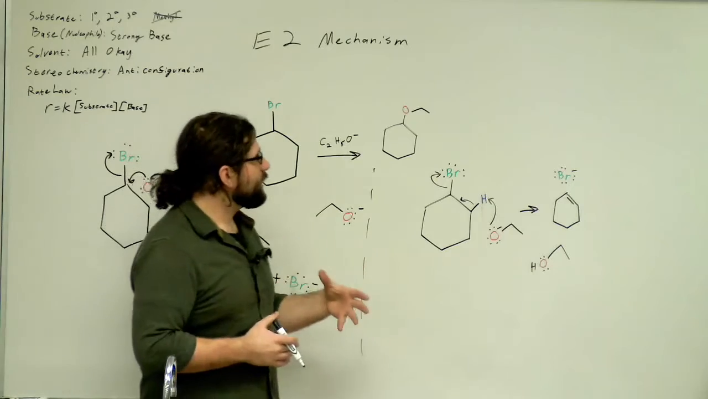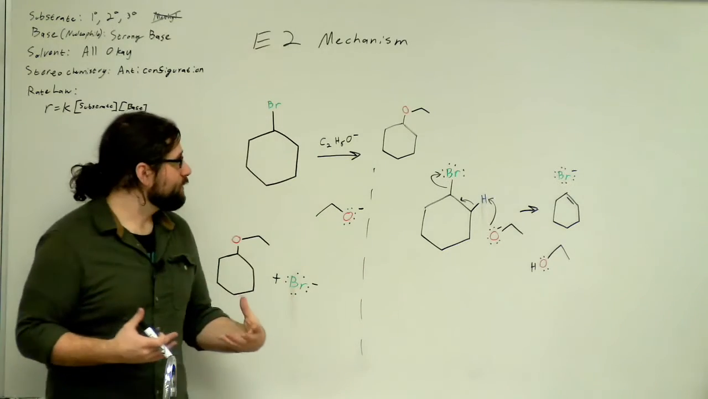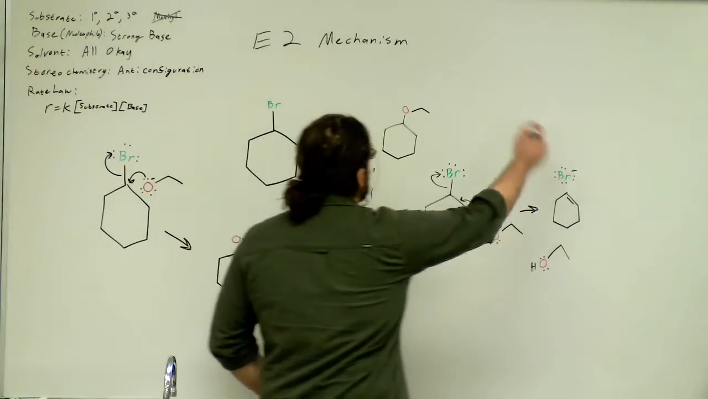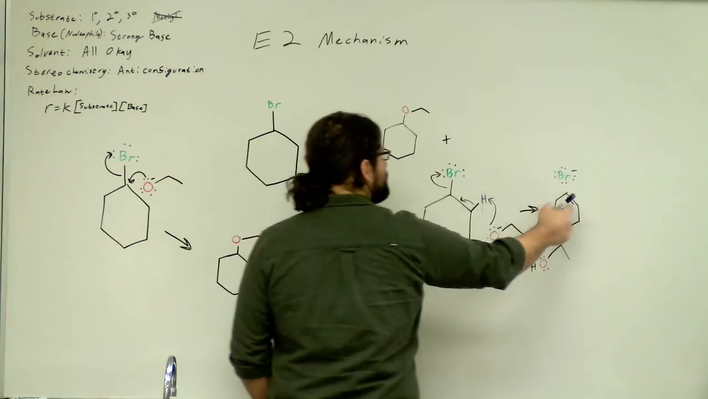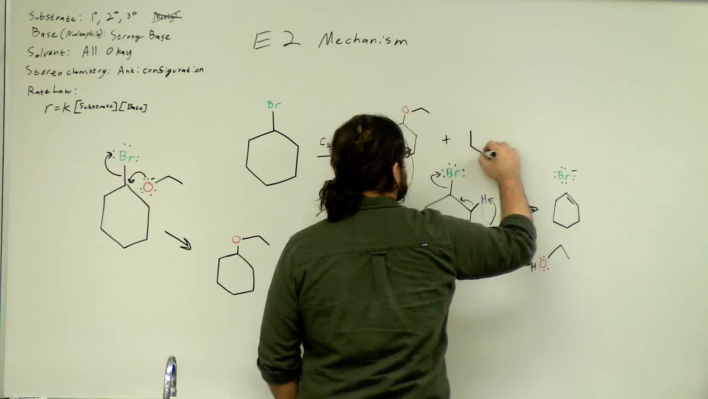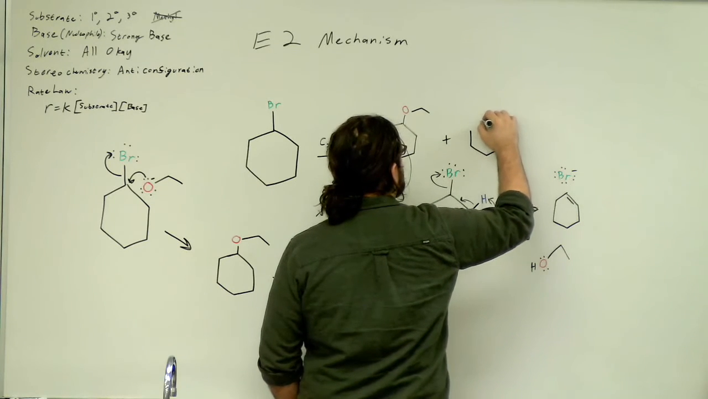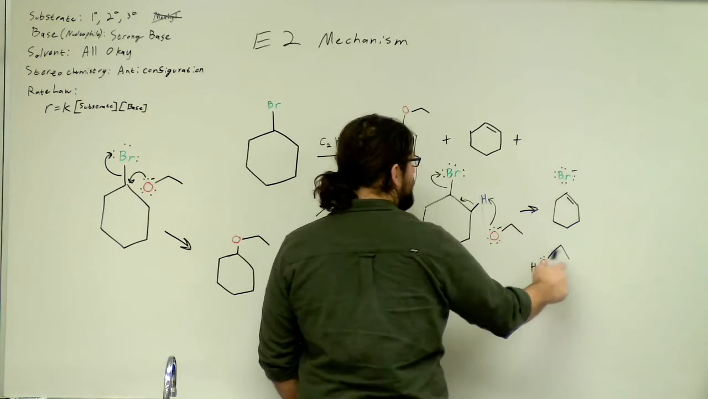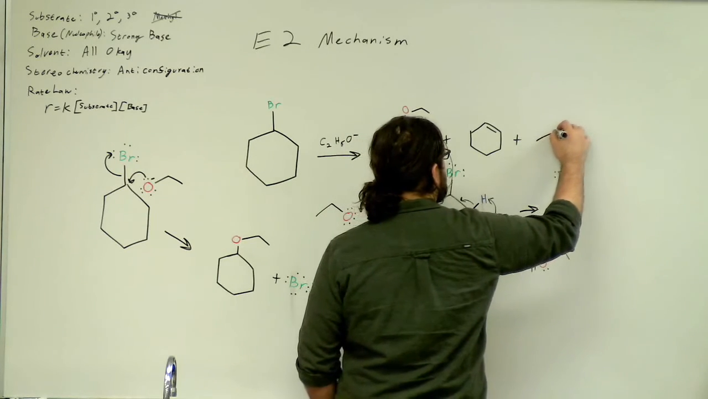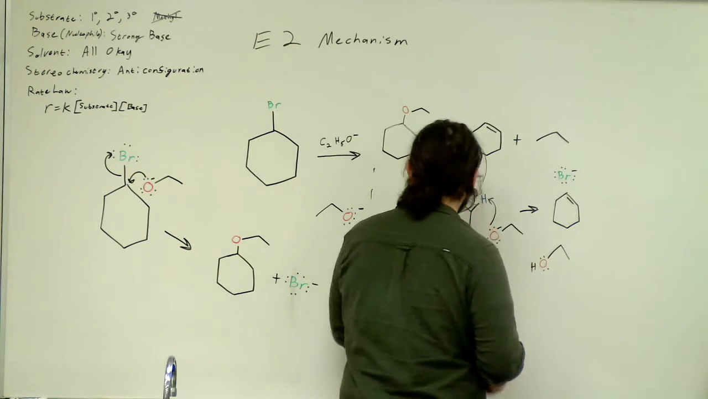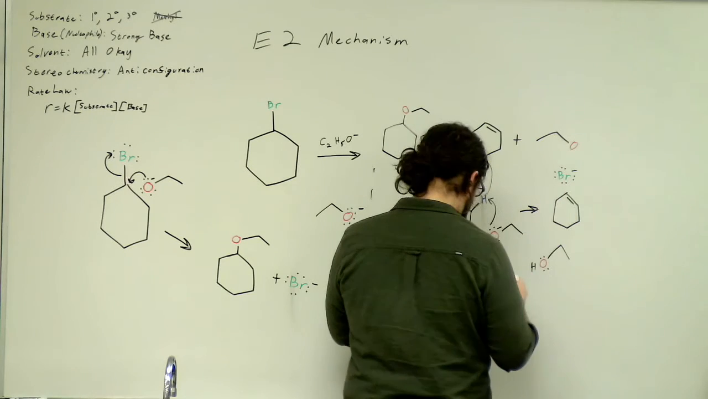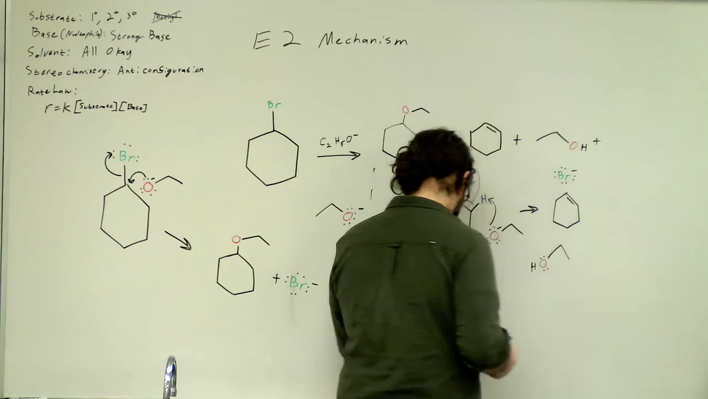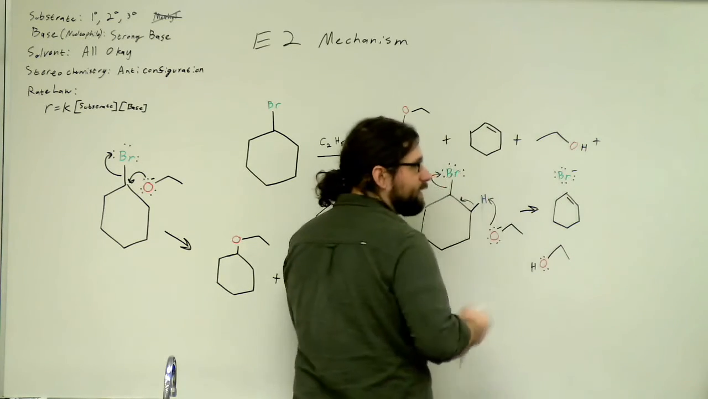So in this reaction, I get a few different products. One is I get this ether. Two, I get this cyclohexene. Three, I get ethanol. And lastly, I get some bromine.